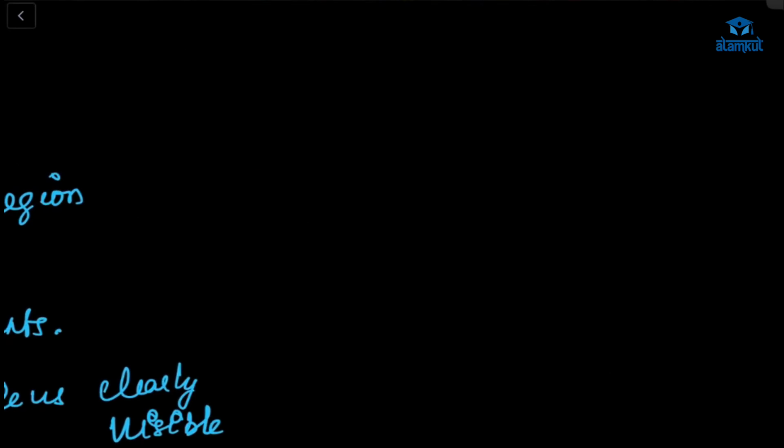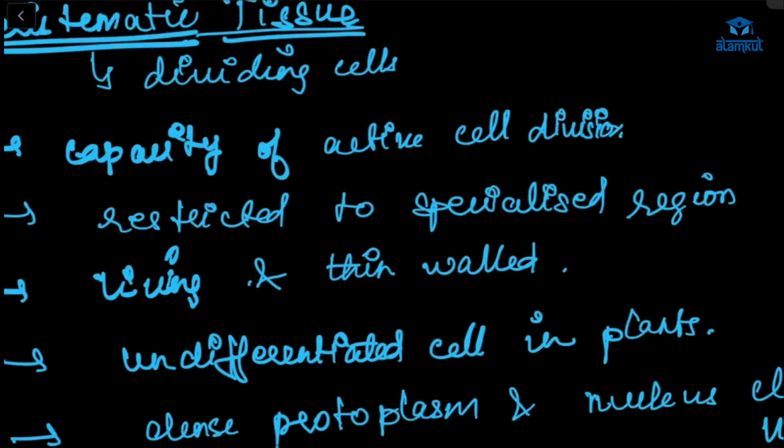Ma'am, can I answer in my own words? Yes, you can. Meristematic tissues are those tissues present in the plant that help in the production of more cells, and basically help in the growth of plants. They help in growth lengthwise.